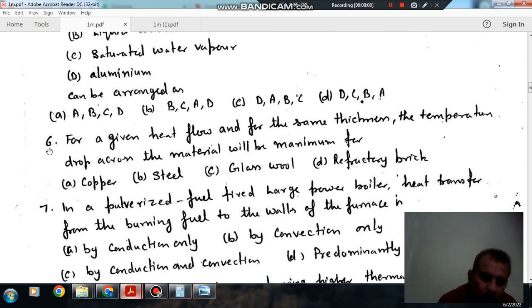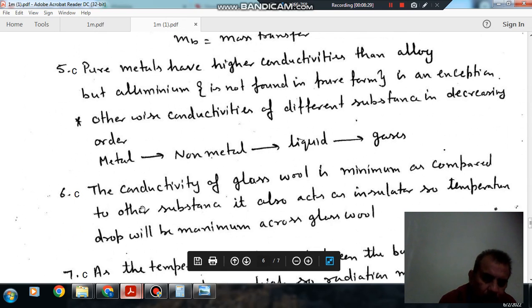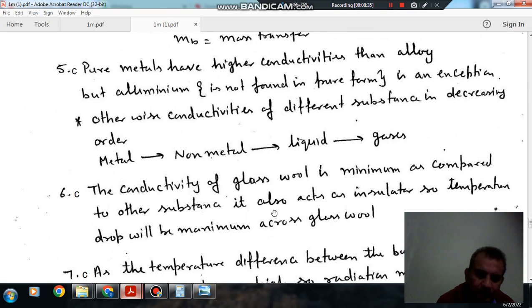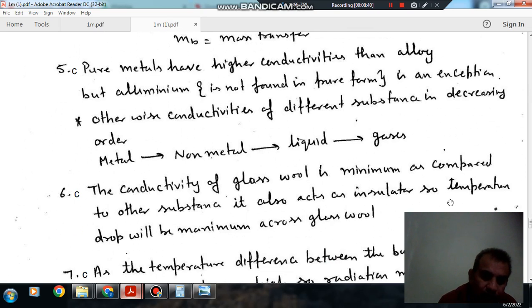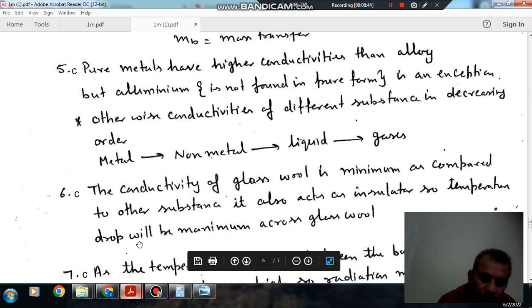Next, for a given heat flow and the same thickness, the temperature drop across the material will be maximum for option A copper, option B steel, option C glass wool, and option D refractory brick. So answer is C, because glass wool has the minimum thermal conductivity compared to the other substances given in the options, so it will act as an insulator. So there is a large temperature drop across glass wool. So answer is option C.